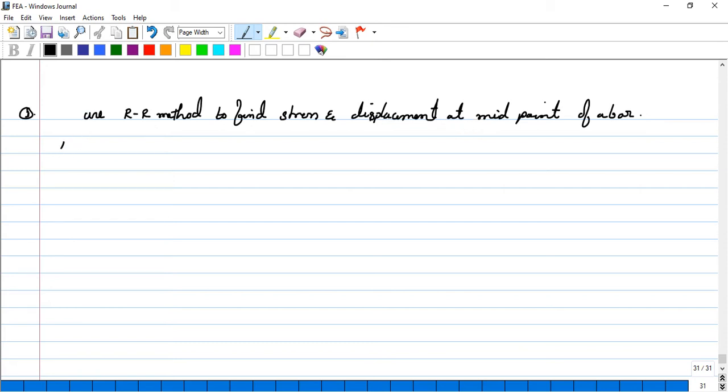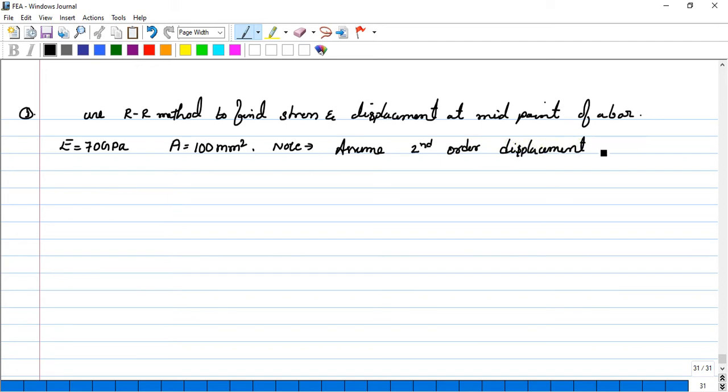So we have the given data, that is E is equal to 70 GPa. We have this E, followed by the area, that is A is equal to 100 mm square, and one more note they have given. What is that? We need to assume a second order displacement function. So second order displacement, actually a polynomial function.